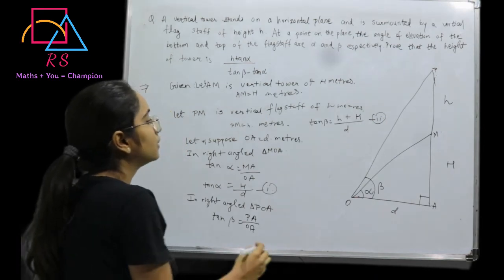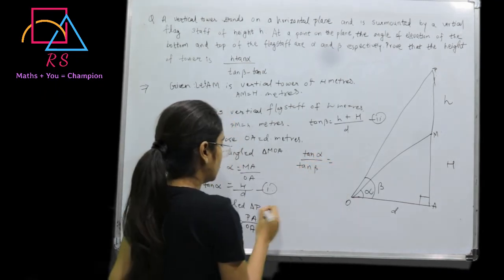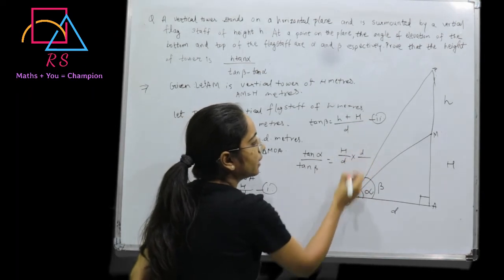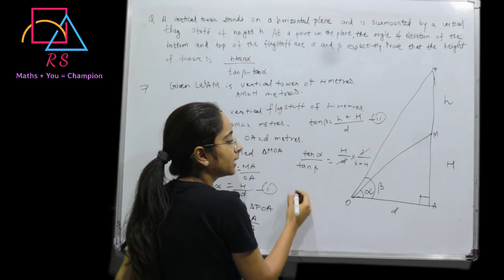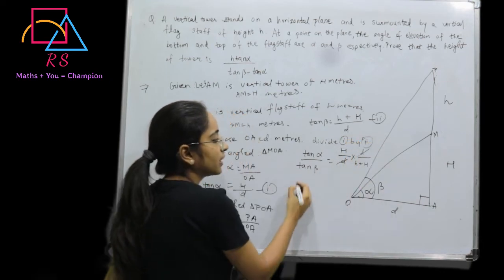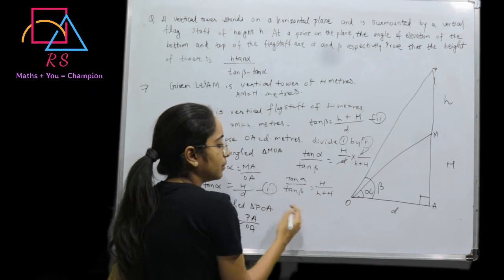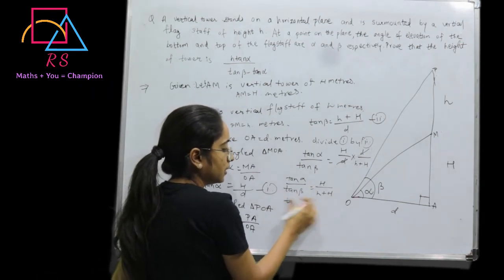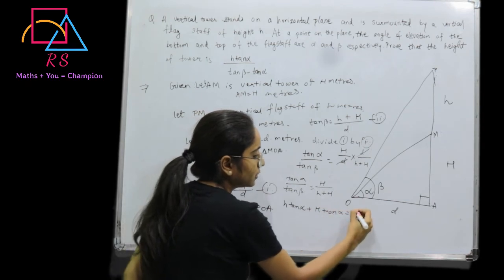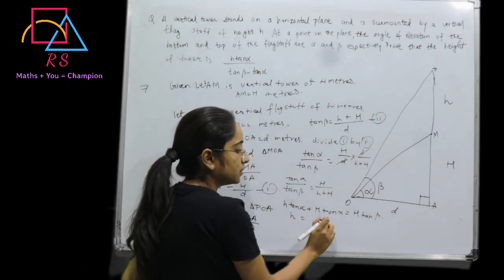So I can just divide the first equation by the second equation. Dividing 1 by 2, tan alpha upon tan beta equals H upon d into, taking the reciprocal, d upon small h plus capital H. d will get cancelled. So tan alpha upon tan beta is equal to capital H upon small h plus capital H. Cross multiplying, h tan alpha plus capital H tan alpha is equal to capital H tan beta.